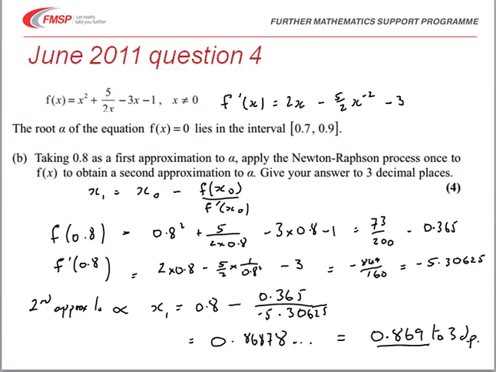The marking here was a B mark for any correct expression for f of 0.8. It didn't necessarily need to be evaluated. A method mark, again for attempting to substitute 0.8 into f dashed of x. A method mark for a correct substitution into a correct expression for Newton-Raphson, and then finally an A mark for the answer 0.869.